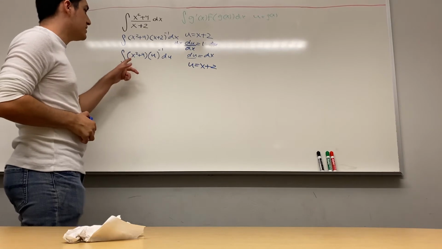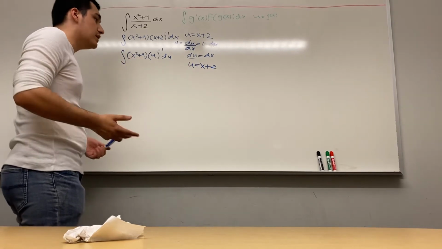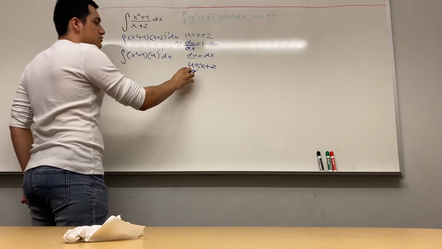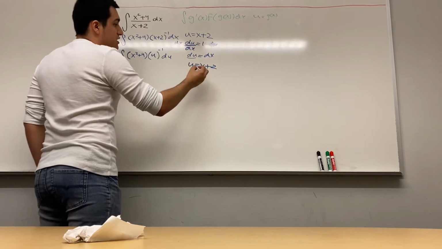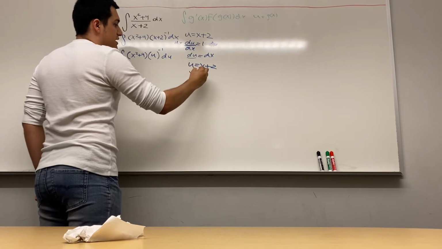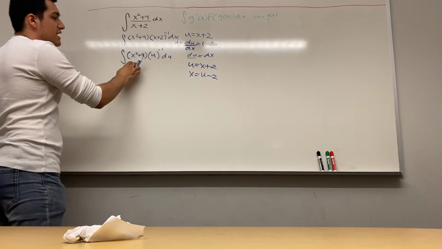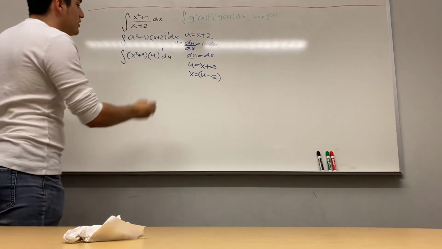So how can we get rid of this x with this term here? Well, we could simply isolate the x and say what x is equal to with respect to u. So we could just say x is equal to, subtracting 2 on both sides, u minus 2. And anywhere where we see an x, we can plug in this term. So let's go ahead and do that.